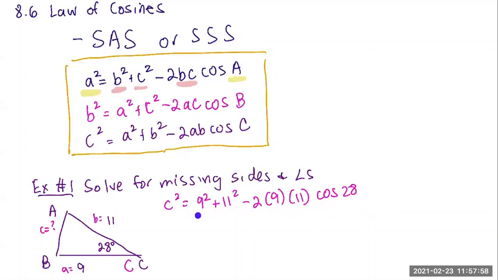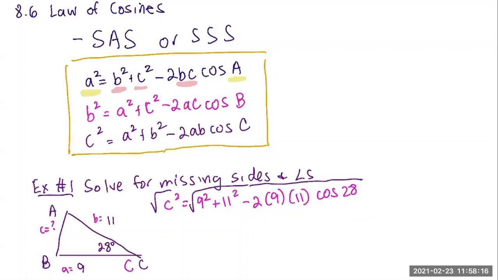Okay, so then after that, how do you guys solve for c? If this is c squared, what would you guys have to do on both sides? How do you undo squaring? Okay, you square root both sides.